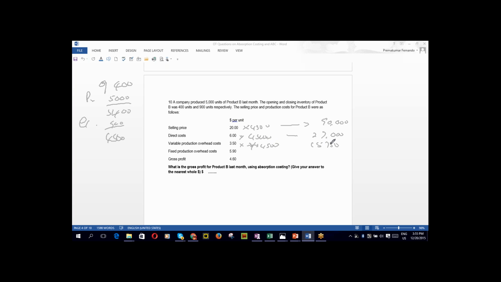Now we have to be careful with our fixed production overhead cost. So it is going to be 590. That's also no problem for us. We know it is 590. So we produced and sold 4,500 units.